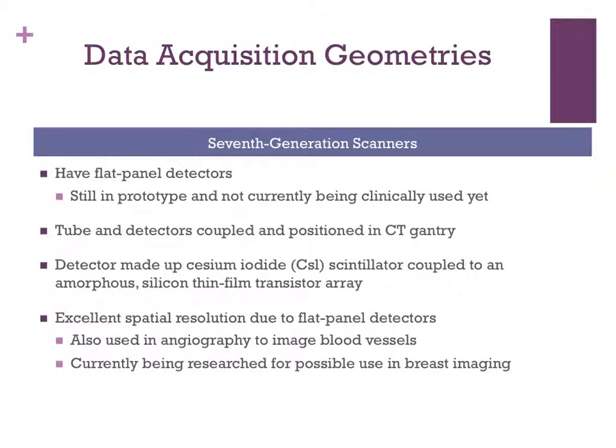Moving on to 7th generation scanners. These type of scanners have flat panel detectors, and they're still in prototype and not currently being clinically used yet, but they may be used in the future. In these scanners, the tube and the detectors are coupled and positioned in the CT gantry. And the detector is made up of cesium iodide scintillator coupled to an amorphous silicon thin film transistor array. These provide for excellent spatial resolution due to the flat panel design, and they're also used in angiography to image blood vessels, where the image sharpness is especially important and crucial.